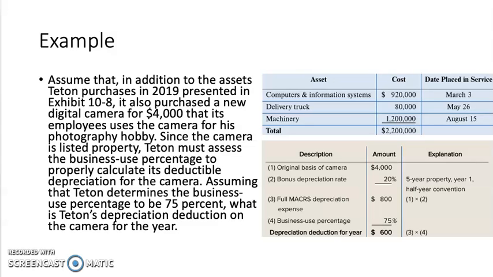So you take the original cost of the camera, you calculate the bonus depreciation rate, which is taken by 5 years, and half-year convention, so 20%, and you multiply that by the 4,000 to get 800. And then the business use percentage of that is 75%, leaving you with $600 remaining.